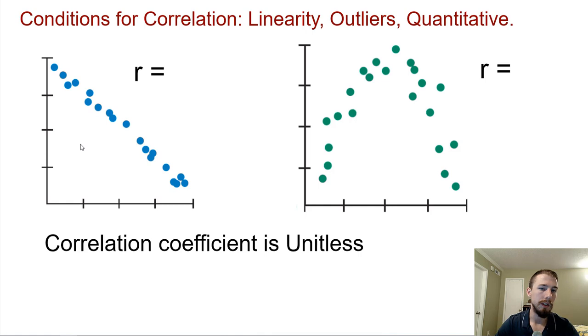All right, so conditions for correlation: linearity, outliers, and quantitative. So first of all, we can't calculate correlation if it's not linear.